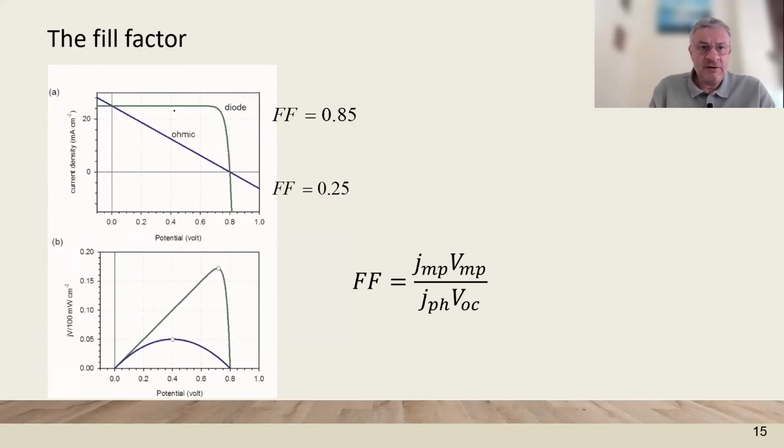If we have a good diode equation, then the fill factor is going to be 0.85. If we have a straight line, it is much less. The maximum power point is around here. And then the fill factor is 0.25, as we see in the graphic below.